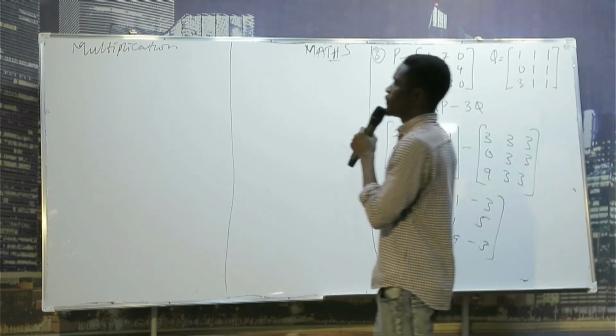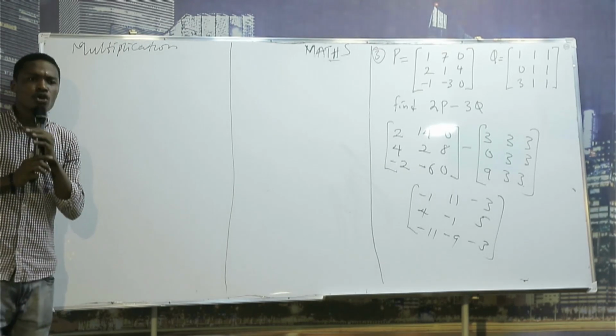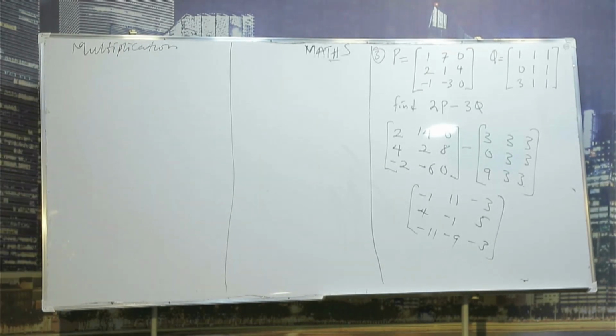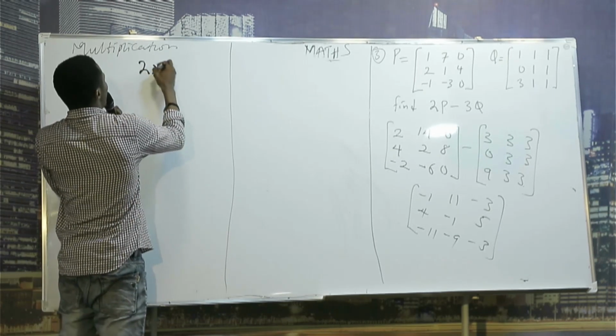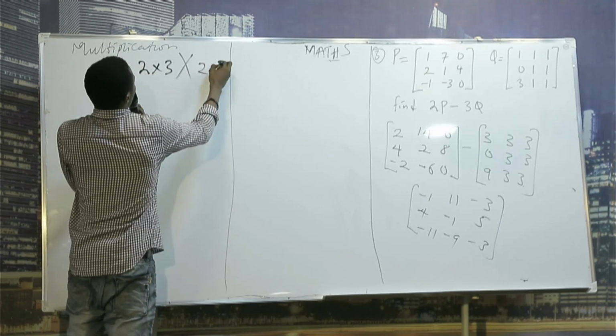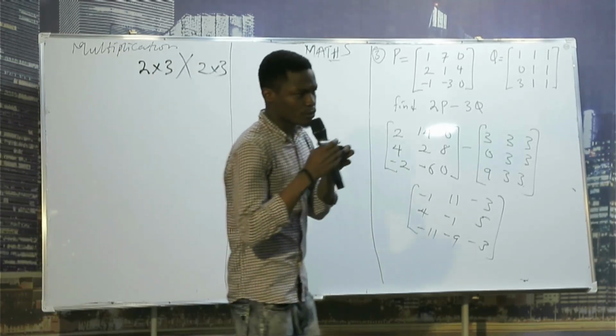Full stop. Now, class, that is the only condition you must know. Remember that I told you when you are adding or subtracting, for you to add two matrices, they must have the same order. Good. But when you are multiplying, sometimes they will have the same order, but it's not possible to multiply them. For example, I cannot multiply a 2 by 3 matrix and a 2 by 3 matrix. It is mathematically impossible.